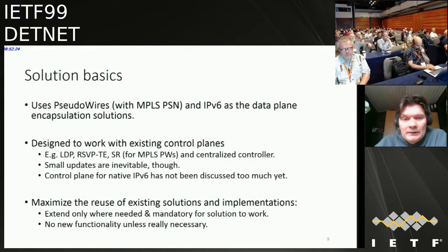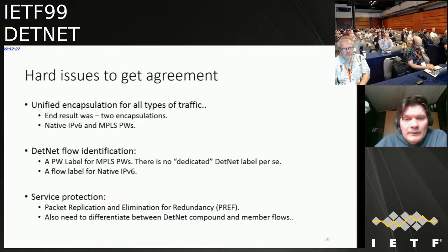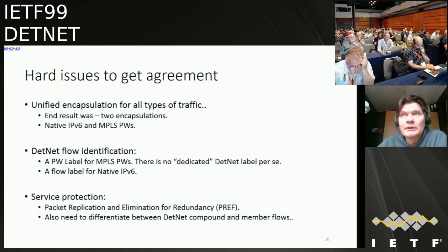Right, next slide. So the thing that we actually spent a lot of time on was thinking about having a unified encapsulation for all types of traffic, but we didn't succeed in that. So the end result is that the current draft has two encapsulations. One is the native IPv6 type of solution, and the other one is the MPLS pseudo wires.